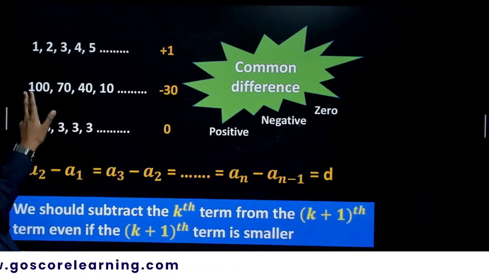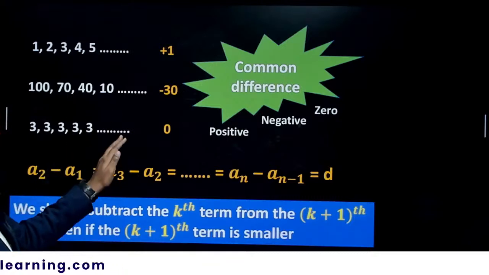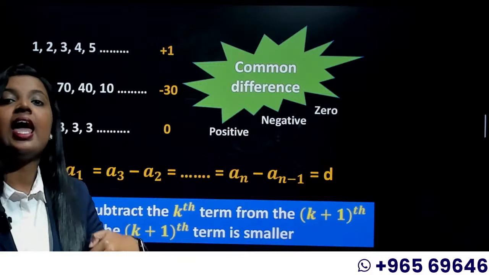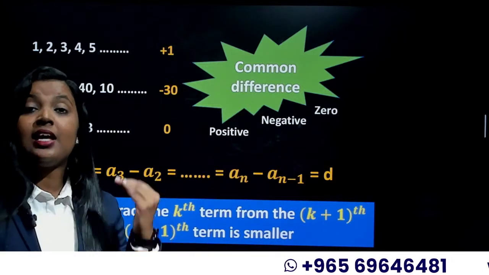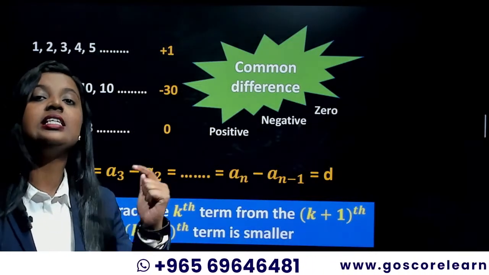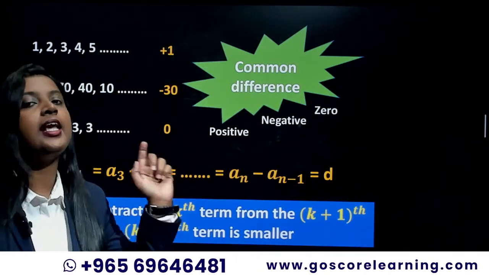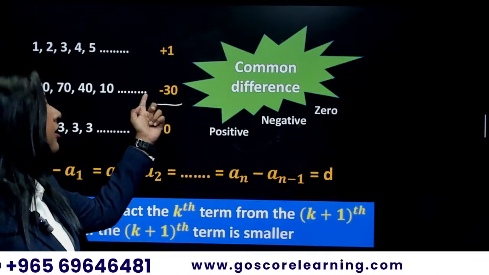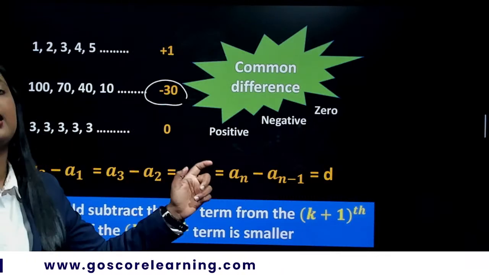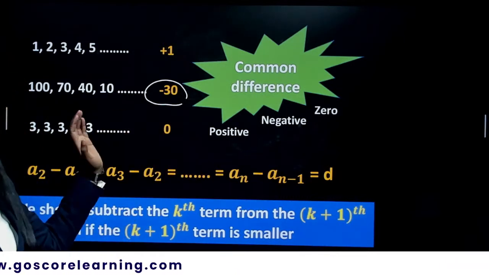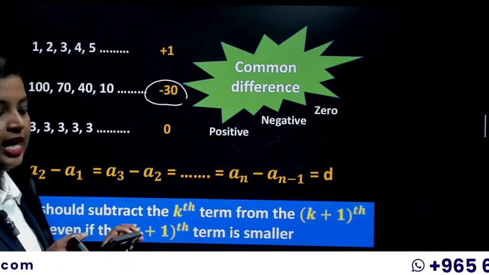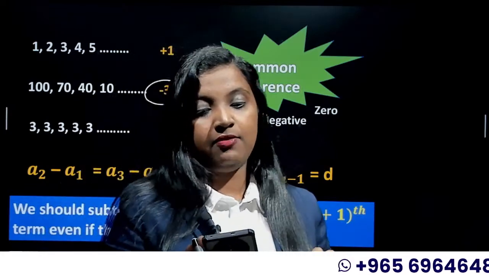For the second case, 100, 70, 40, 10, the numbers are decreasing. We are actually adding a number, but the number that we are adding is negative. We are adding negative 30 to each term to obtain the next term, so the common difference is negative 30. And here we have the series 3, 3, 3, 3. We add 0 to the first term to get the second term, and continue like that. So the common difference can be positive, negative, or even 0.